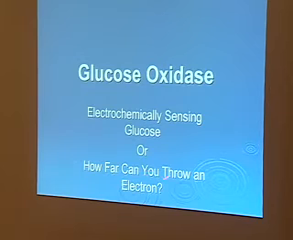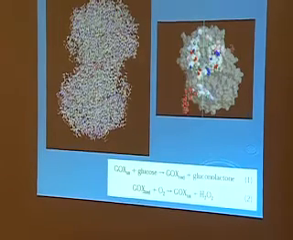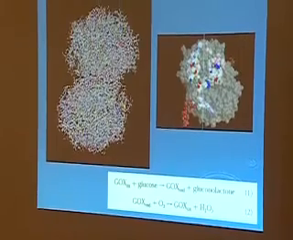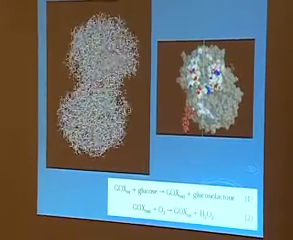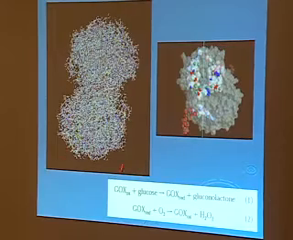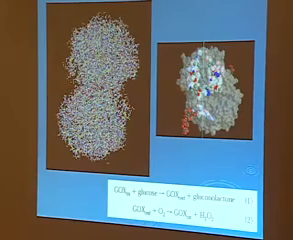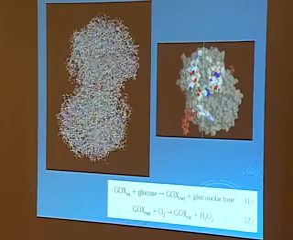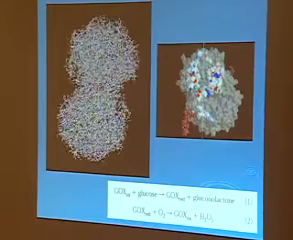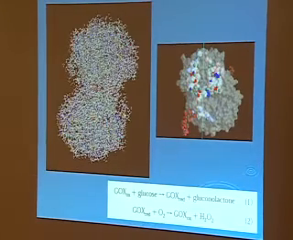But the question we were asking really is, how far can you throw an electron? So what does that mean? Well, of course, we're talking about a nickel ferricyanide derivatized electrode. But before we get there, let's look at glucose oxidase, which is this very impressive enzyme here. I stole this picture off of the Cambridge University website. This is a molecular dynamics calculation on glucose oxidase based on the X-ray crystal structure and then how atoms and molecules are supposed to behave after that.